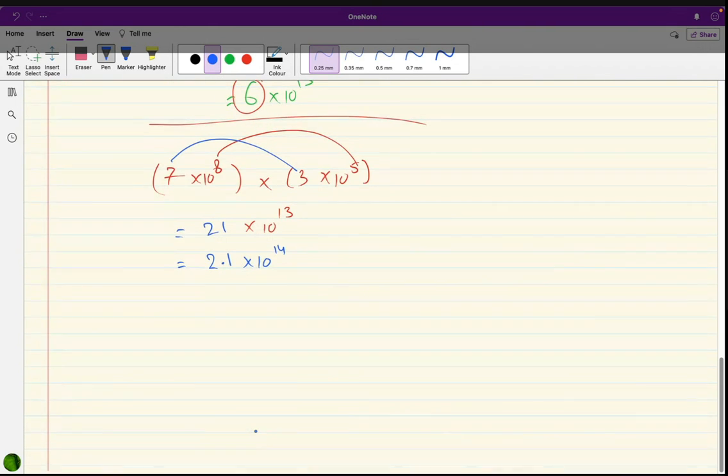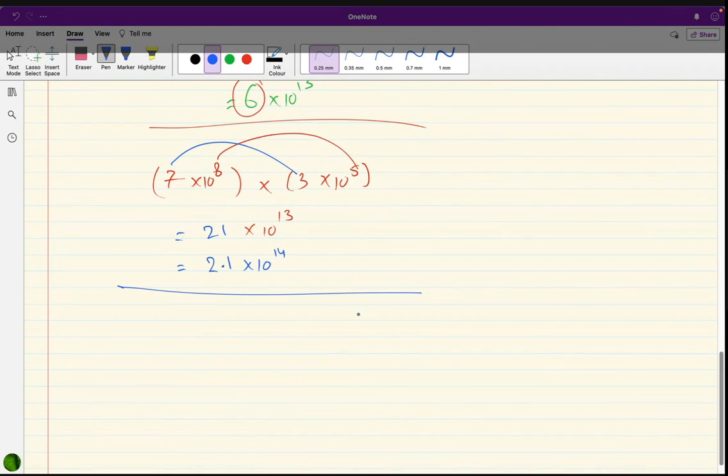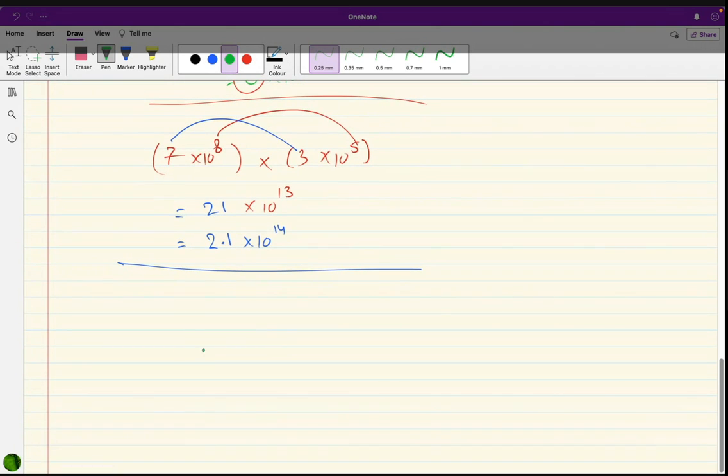Now division also goes in the same manner. We just subtract the powers in case of division. For example, 8 into 10 raised to power 14 divided by 2 into 10 raised to the power 6. So when we do so, 2 4 times is 8, and 14 minus 6 is 8. So 10 raised to the power 8. This was multiplication and division.